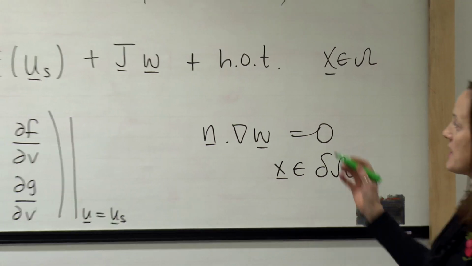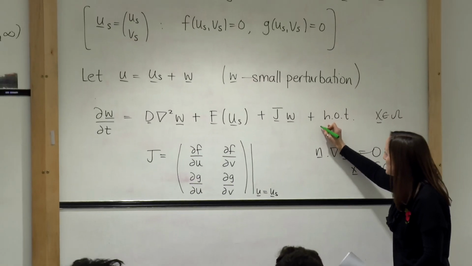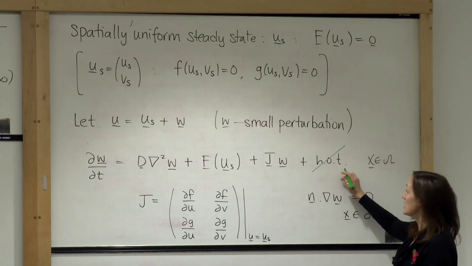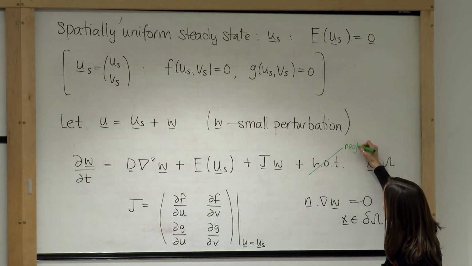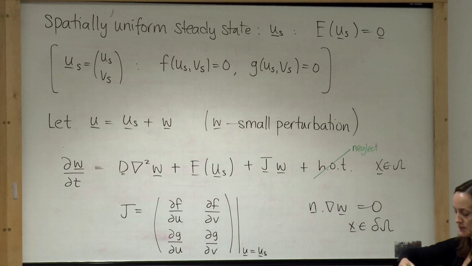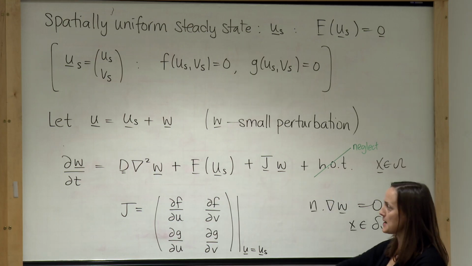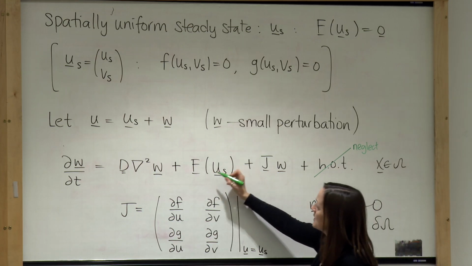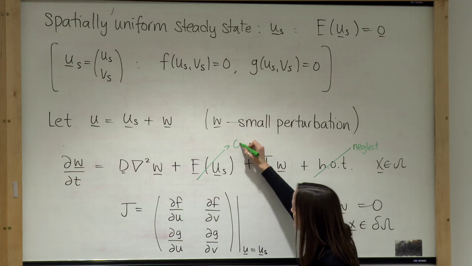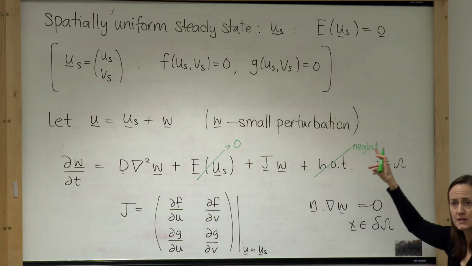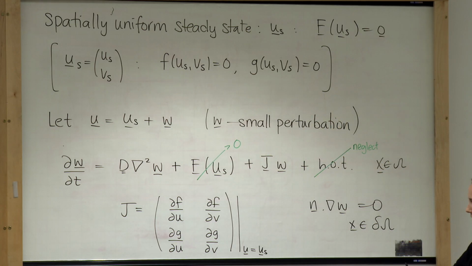And then the key point here, and I haven't written it out, is that if we're doing a linear analysis, we're going to neglect these higher order terms, because it's linear. So the effective equation we're working with is this one in here. And the other thing to remember is that this f at the steady state is 0, because that's the definition of my spatially uniform steady state.